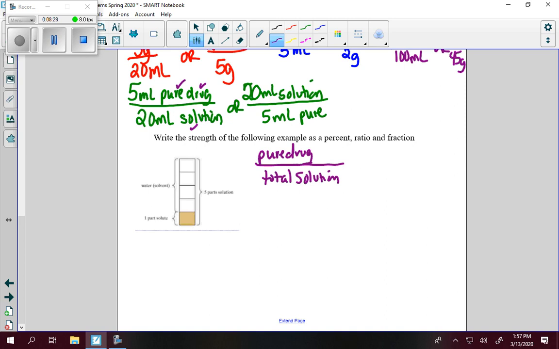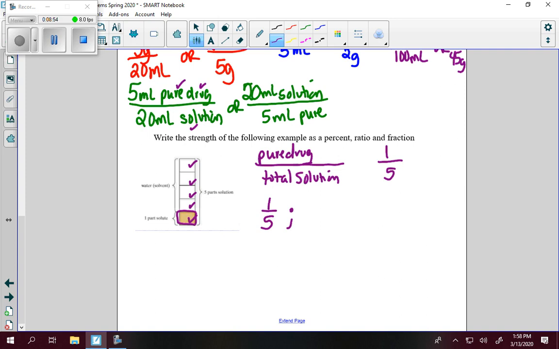So if we have pure drug to total solution, the amount of pure drug in here, it says part solute, which is pure drug, is 1. So we'll say 1 part is pure drug. To total part solution, we have 1, 2, 3, 4, 5 parts of the solution. Notice how even the part of the pure drug counts as this total solution. So my fraction would be 1/5.